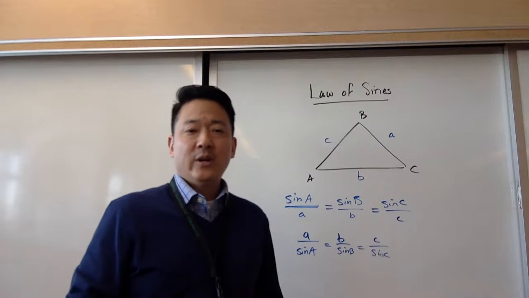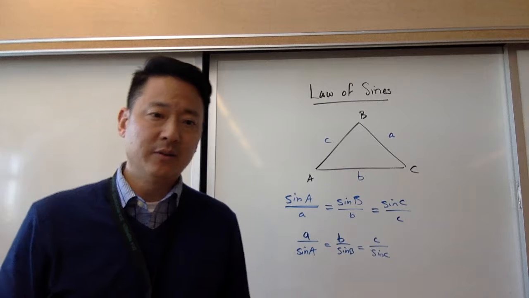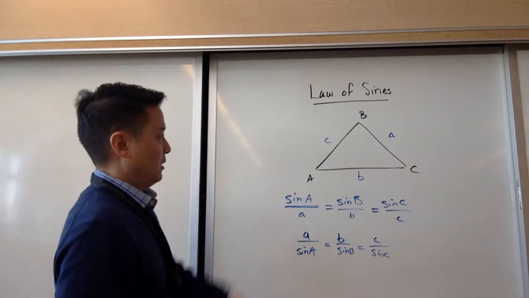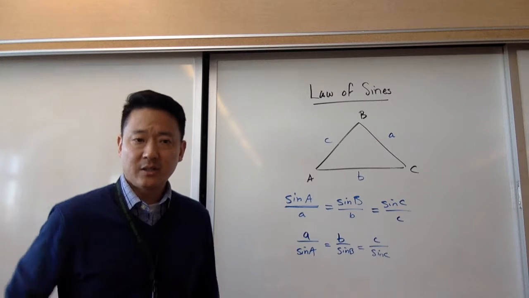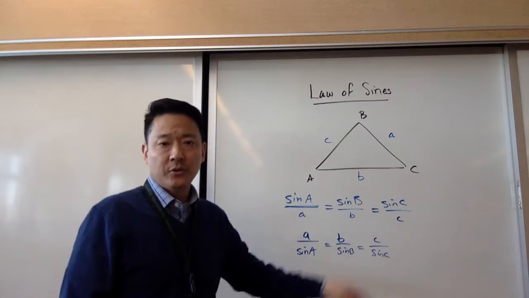This is Mr. Lee with a recap of the law of sines. The law of sines is useful for solving triangles that are not right triangles. So for an obtuse or an acute triangle, we use the law of sines. And the law of sines tells us that for any triangle, there's this proportion that holds true.